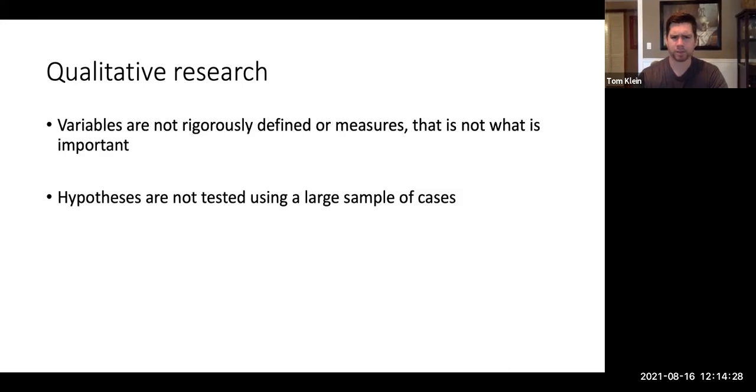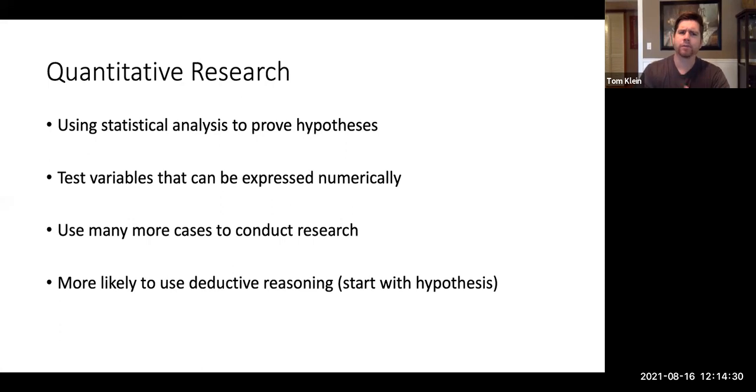So we kind of talked about this already. Let's keep going. Quantitative research, on the other hand, again, uses statistical analysis to prove a hypothesis. It conducts a bunch of countries. It spits the numbers out like we said. And it's more likely to use deductive reasoning, starting with the hypothesis, where comparative politics, or rather qualitative research, tends to use inductive reasoning.